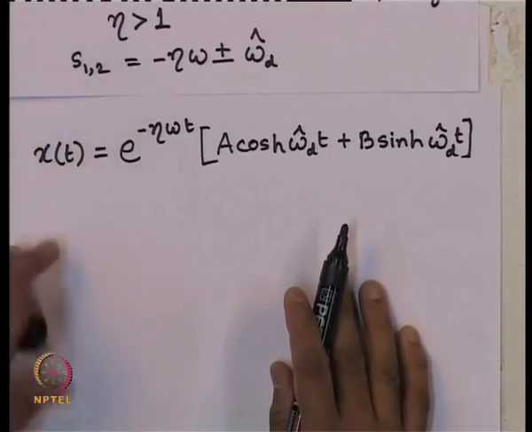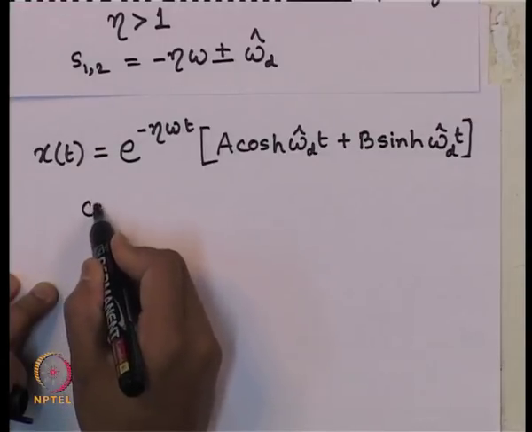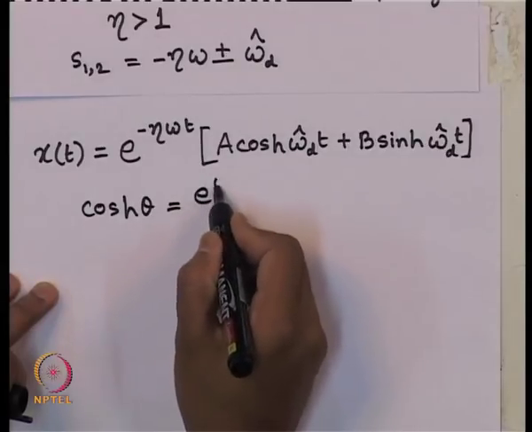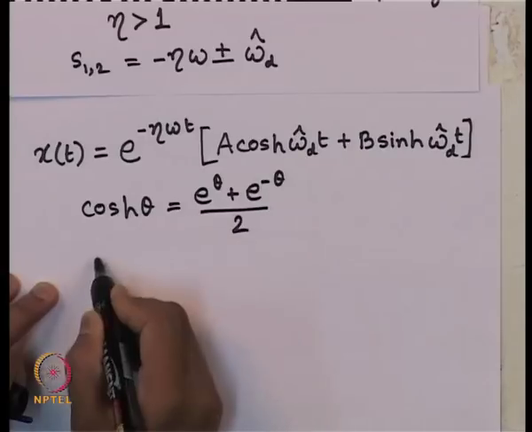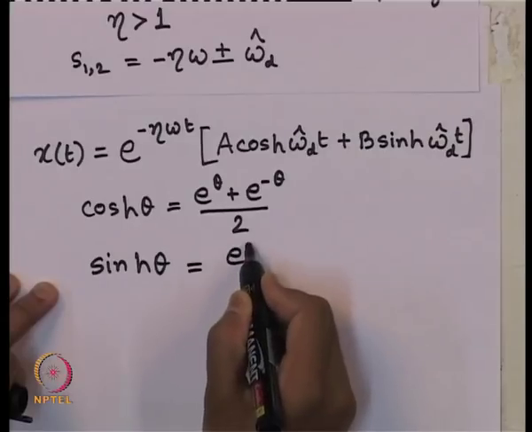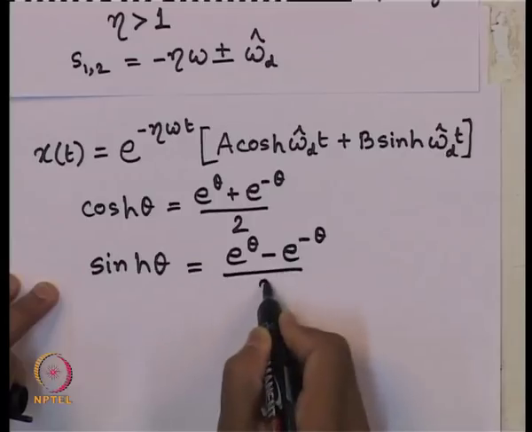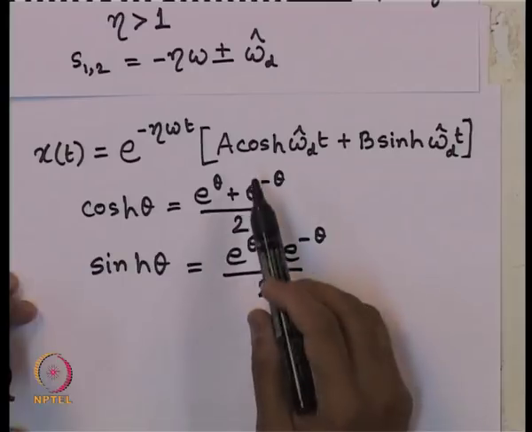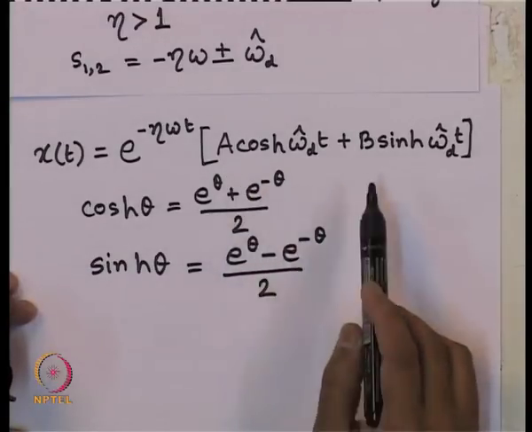initial conditions. And what are the hyperbolic functions? We know, suppose cos hyperbolic theta is written as e to the power theta plus e to the power minus theta by 2, and sin hyperbolic theta is written as e to the power theta minus e to the power minus theta by 2. So, with this, now using initial conditions, we will get the 2 constants a and b.